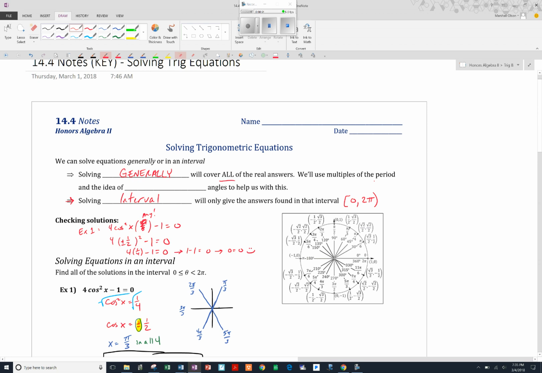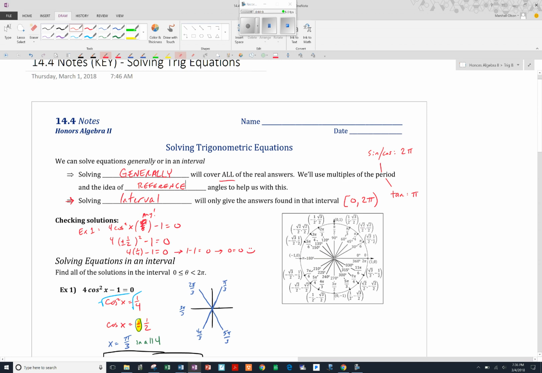We're going to use multiples of the period, and remember that the period for sine and cosine and their reciprocals is 2 pi. The period for tangent and its reciprocal, cotangent, is just pi. So we're going to use multiples of the period and the idea of reference angles to help us out with this. Okay, so here's the general idea.